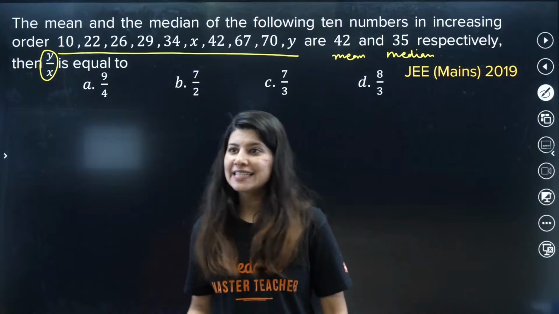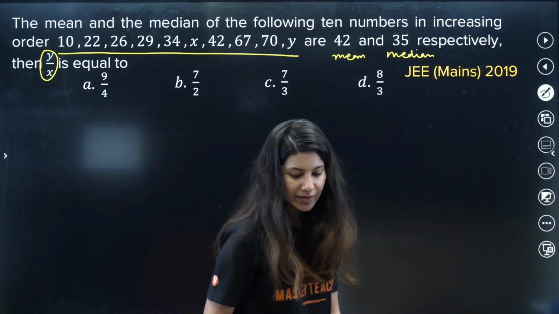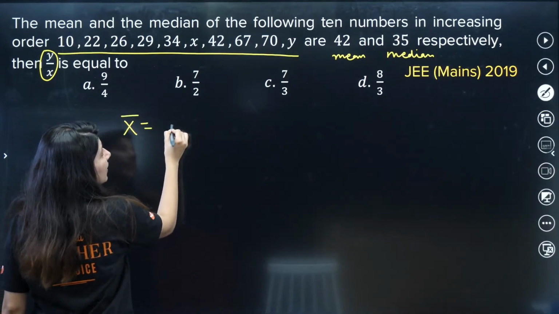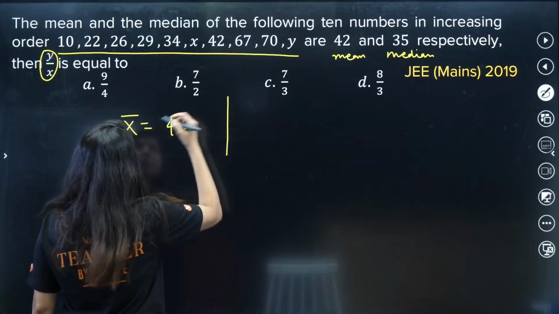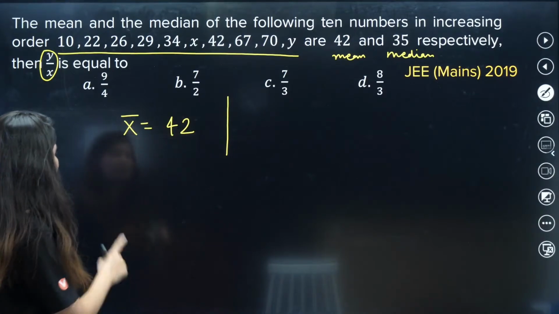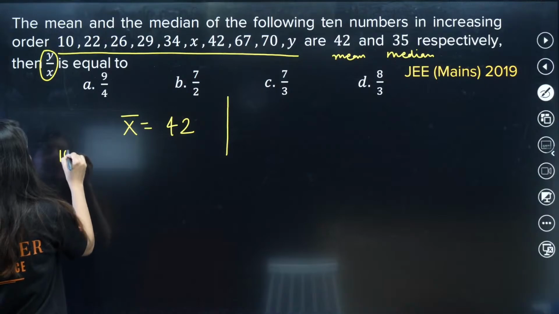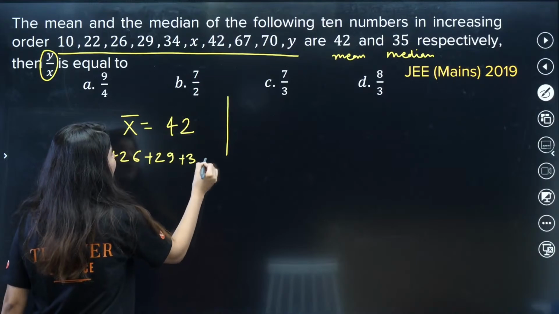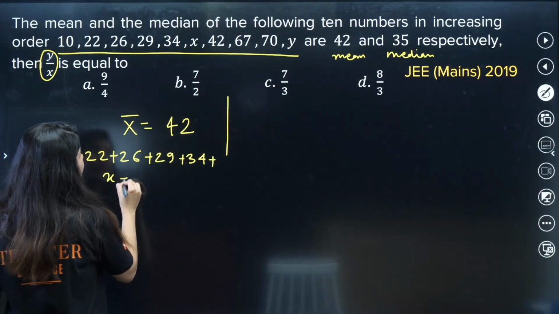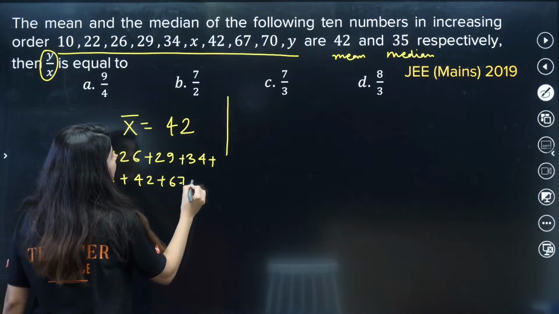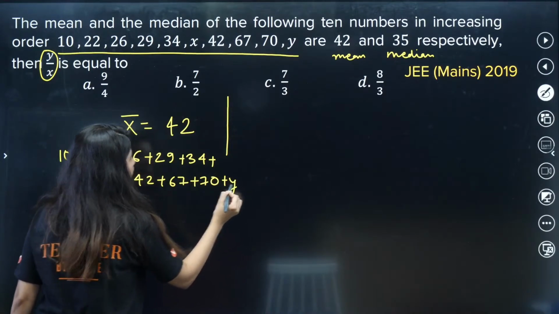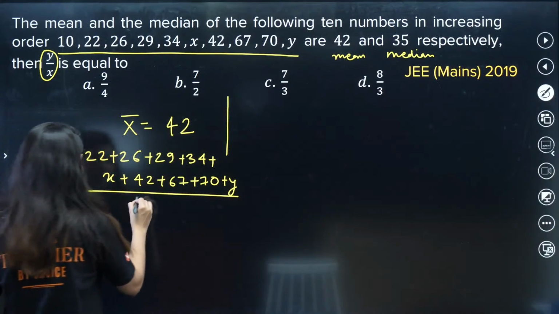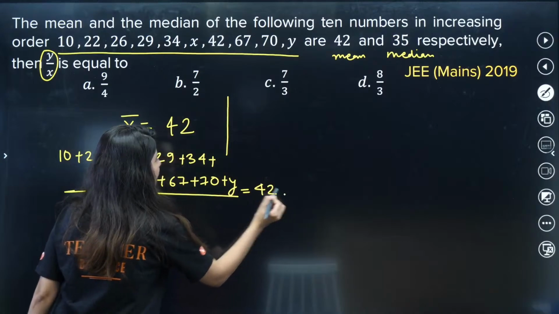Answer in the chat box. I can see Black Caps is saying 7 by 3. So basically, the mean x bar is given as 42 and the median is given as 35. Let's talk about the mean first. That would be 10 plus 22 plus 26 plus 29 plus 34 plus x plus 42 plus 67 plus 70 plus y, whole upon 10 numbers, is equal to 42.